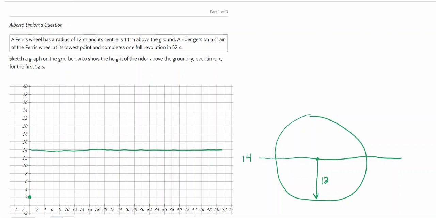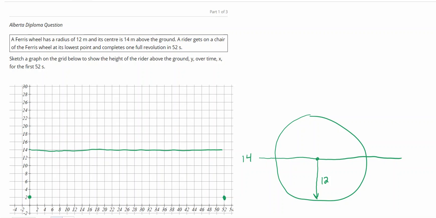So that's going to be like the beginning of our cycle, and then I'm going to imagine that this thing is going to go up and then back down again, okay, because that's what our sine waves do. Now, the next thing that's going to be important is it says that it does one full revolution in 52 seconds. So what we could do is say, okay, over at 52 seconds here, I know we're going to be back where we started. So it's going to go up and then back down again, okay?